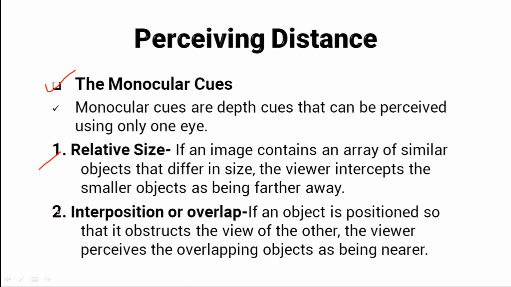Another cue is called interposition or overlap. If an object is positioned so that it obstructs the view of the other, the viewer perceives the overlapping object as being nearer. When one object partially covers another, we perceive the overlapped object as being further away and the object that covers it as being closer. For instance, if you see a person standing in front of a tree, you perceive the person as closer because they partially overlap with the tree.